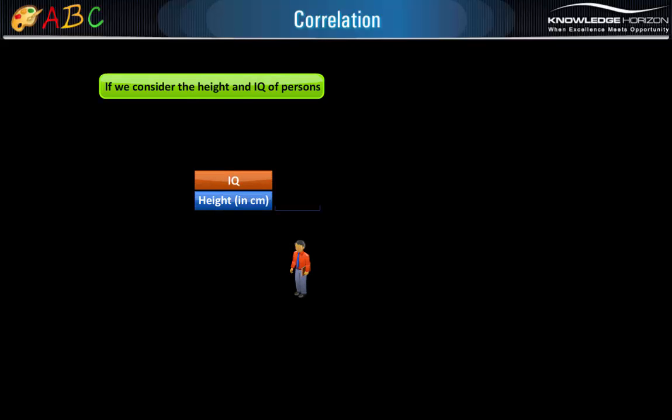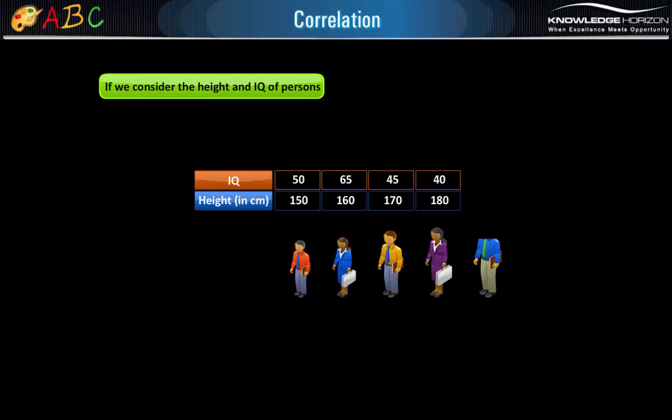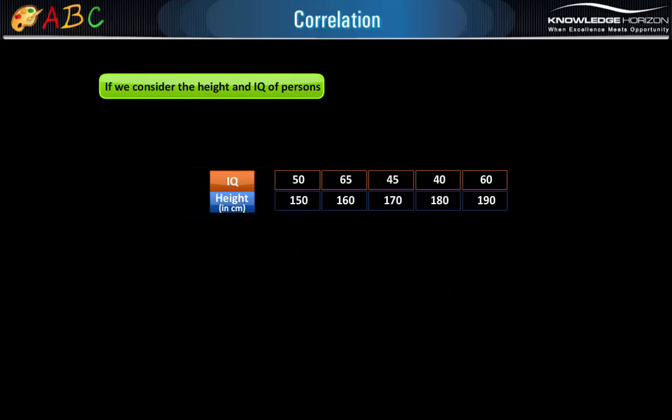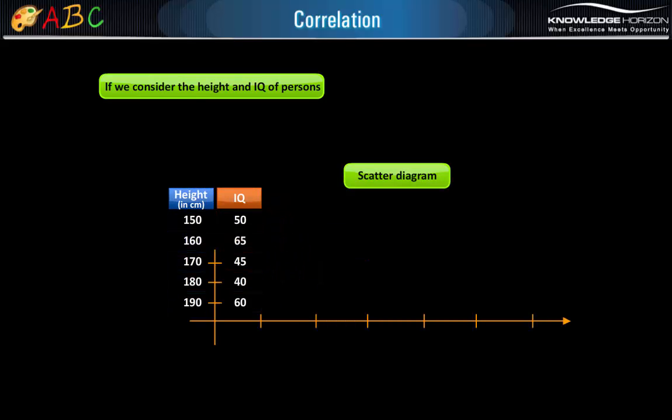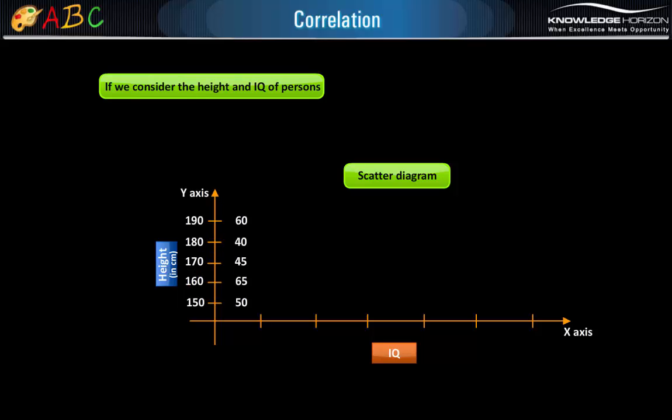Let us try to find out the correlation between the height of different persons and their respective IQ levels. What do you think? Is there any correlation between the height of a person and his IQ level? Let us try to plot a scatter diagram for the variables under consideration. Put the IQs on axis X and height on axis Y. Rearrange the points on the number line. The points of the scatter diagram can be plotted by joining the coordinates for height and IQ level.